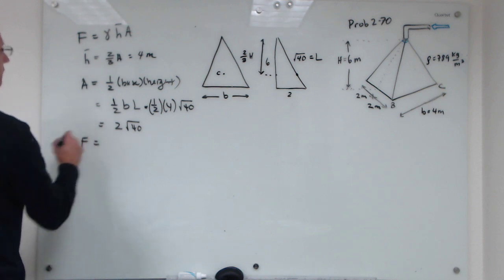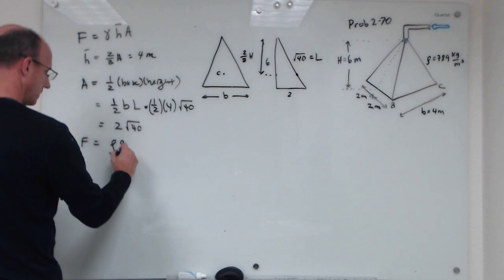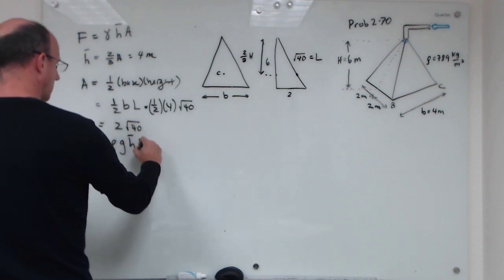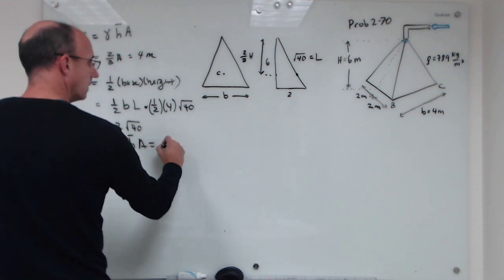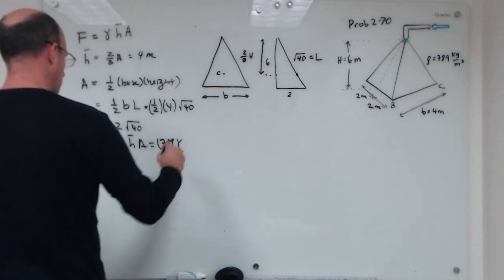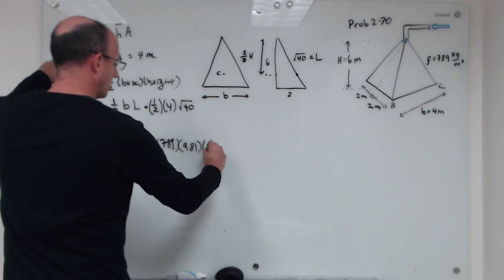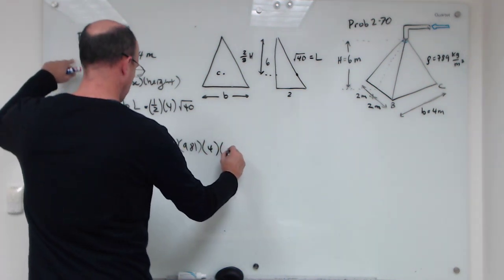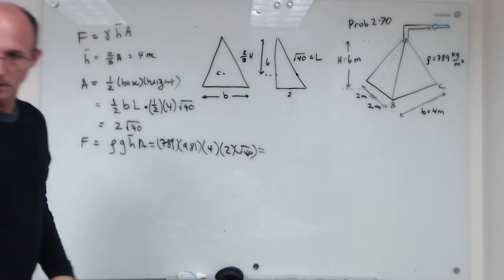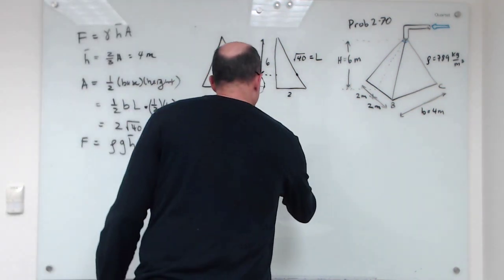So we can quickly see that the resultant force is going to be gamma, which is this density times g, times h bar times A. So that's going to work out to 789 times 9.81 times 4 times 2 times the square root of 40, and that works out to be 390 kilonewtons.